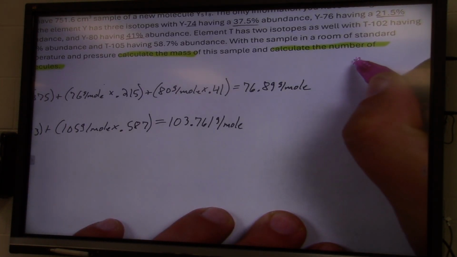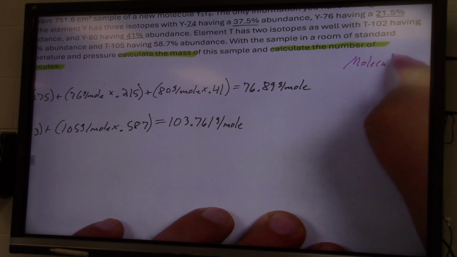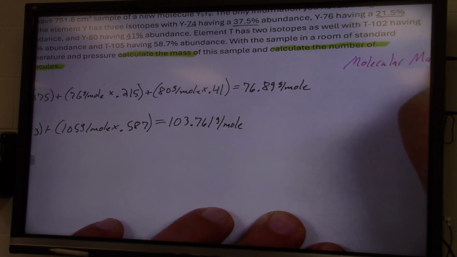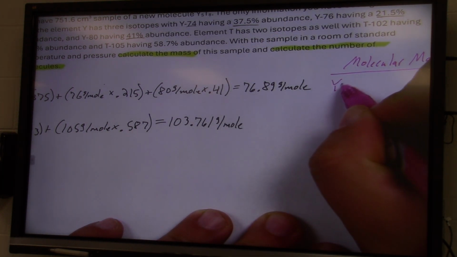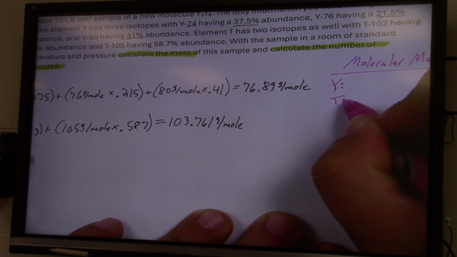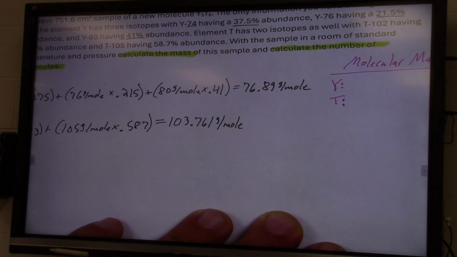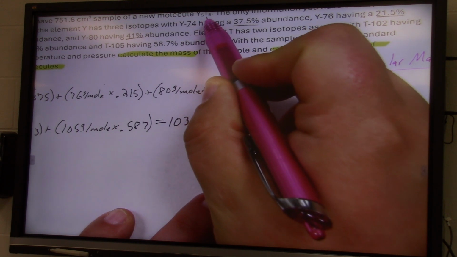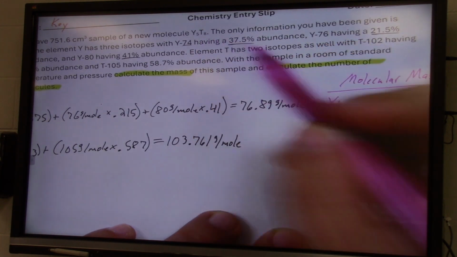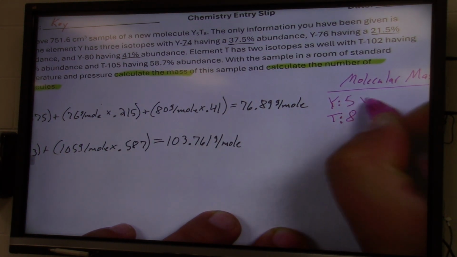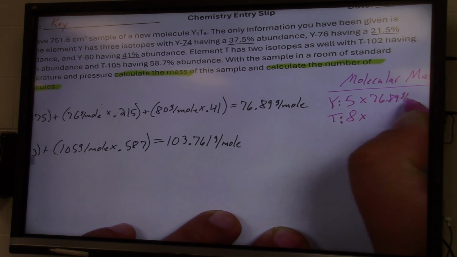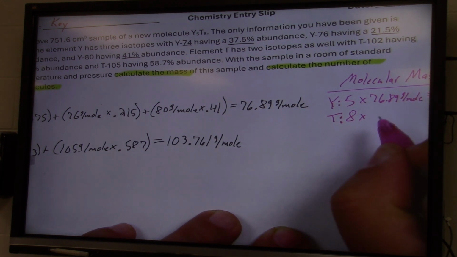So for the molecular mass, I'll look at element Y and element T. These are the elements that are present. If I look, it's Y5T8. So there's 5 Y's and 8 T's, and I multiply that by their average atomic mass. We just solve for it.